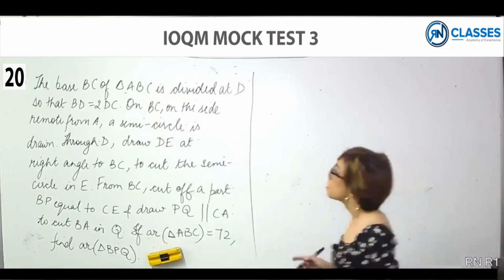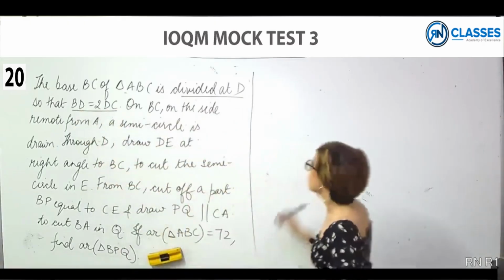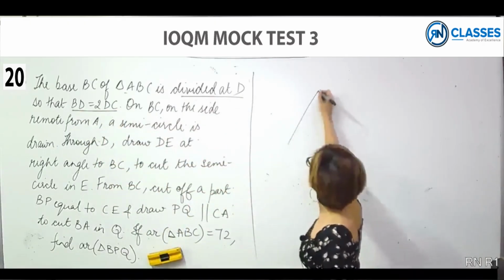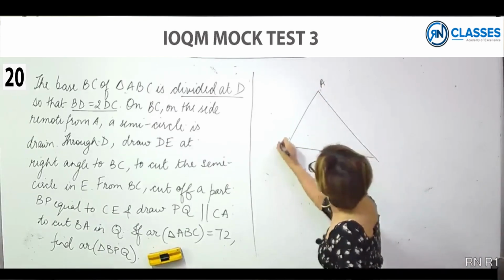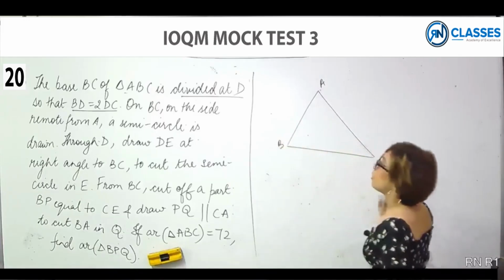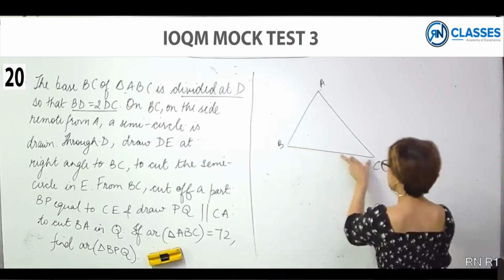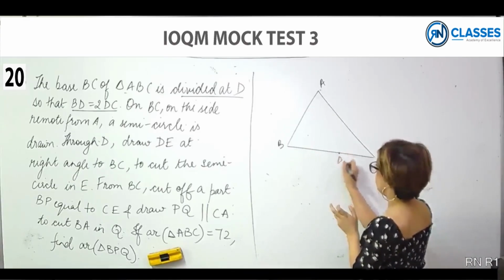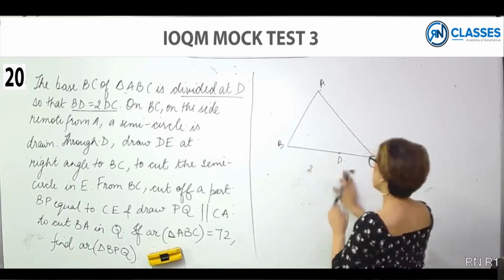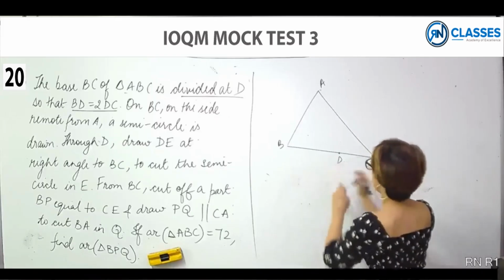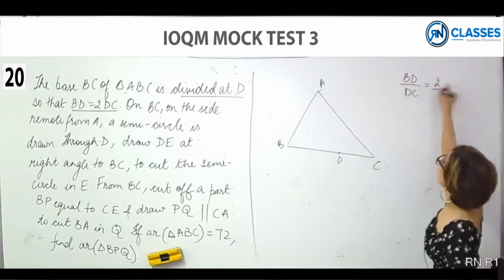Now he says the base BC of triangle ABC is divided at D so that BD is equal to 2DC. So let me make the figure side by side. Right? Now A, B, C. Now BC is divided so that BD is equal to twice of DC. Right? So this is twice of this. So if this is X, this is 2X. So basically I know this ratio 2 is to 1. Maybe I can use that. BD by BC is 2 is to 1.